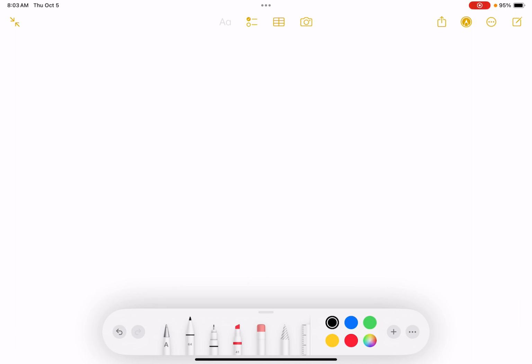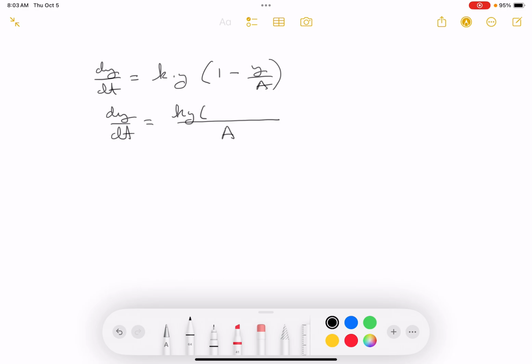So dy/dt is equal to k times y times (1 minus y over a). And again, this is new, so I'm going to try to figure this out. To do that, there are a couple of things I could do. I'm just playing around with it. dy/dt, I'm going to put a here. I'm going to put ky, and this would be a minus y. That's not so bad.